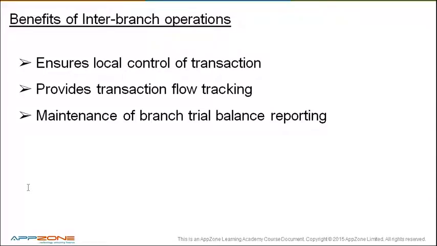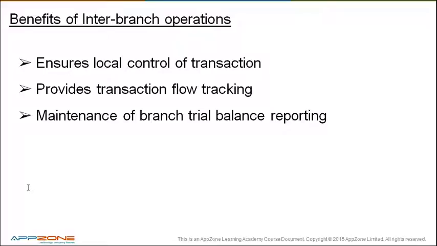Then the branch that is receiving the printer will debit its own printer GL and credit the interbranch suspense. With this, it ensures local control of transaction. That is, the head office cannot perform a transaction that will directly affect the reports of the other branches. So there's a sort of autonomy.